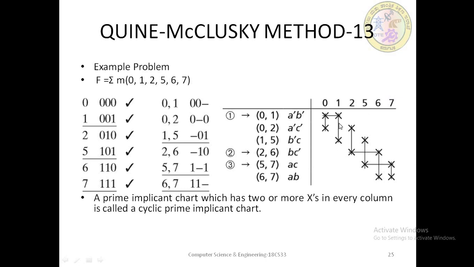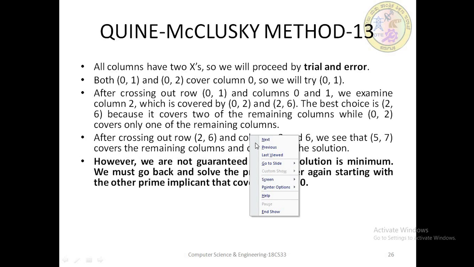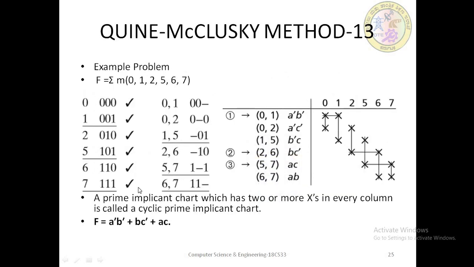Okay, here you can see in each and every combination, in each and every row, you can see at least it has two combinations in the vertical as well as the horizontal. So this will be called a cyclic prime implicant chart. Okay, the expected result is, okay, this one should be there.